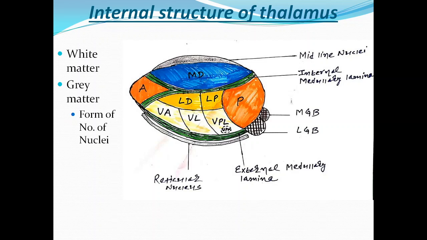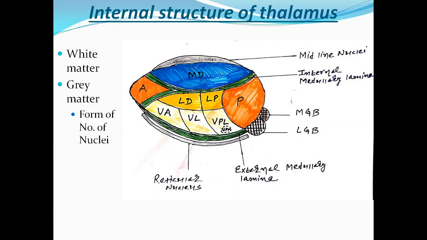Now we move on to the internal structure of the thalamus. The thalamus mainly consists of gray matter and a small amount of white matter. First I will discuss the white matter. The lateral surface of the thalamus is covered by a thin layer of white matter known as the external medullary lamina. In the same way, the superior surface of the thalamus is covered by the same kind of thin layer of white matter known as the stratum zonale.